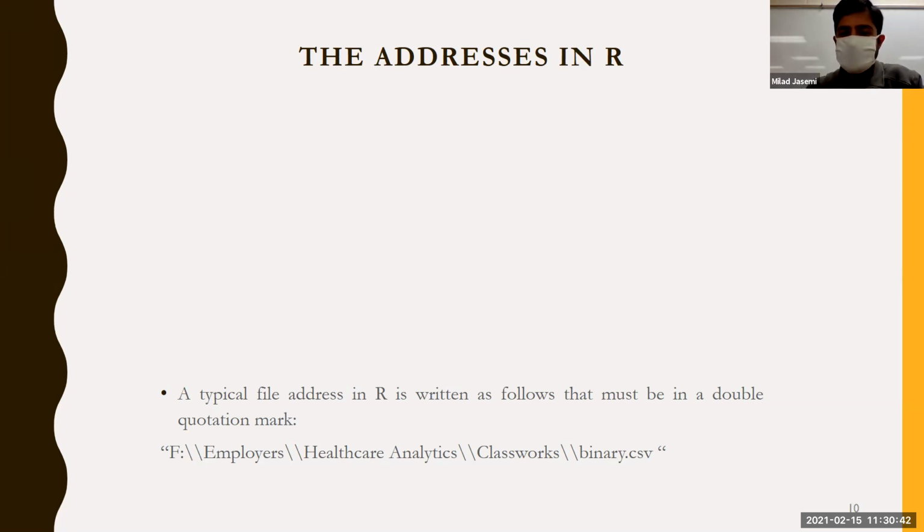Okay, you save the address in a working folder. Now you want to tell R, go and get that data. The first thing that you need to know about R is how to announce addresses in R. A typical file address in R is written as follows. That must be in double quotation marks. It is exactly the same as regular addresses we use with computers, just you need to use double backslash and also put them in quotation marks. So whenever you have an address, copy and paste it, double the backslash and put it in quotation marks.